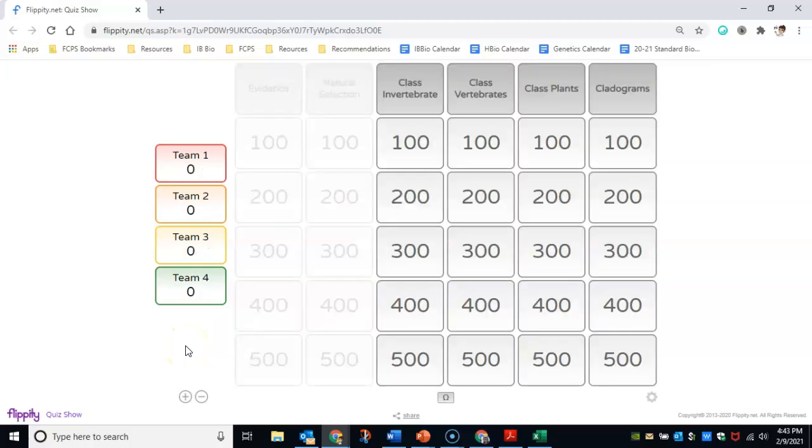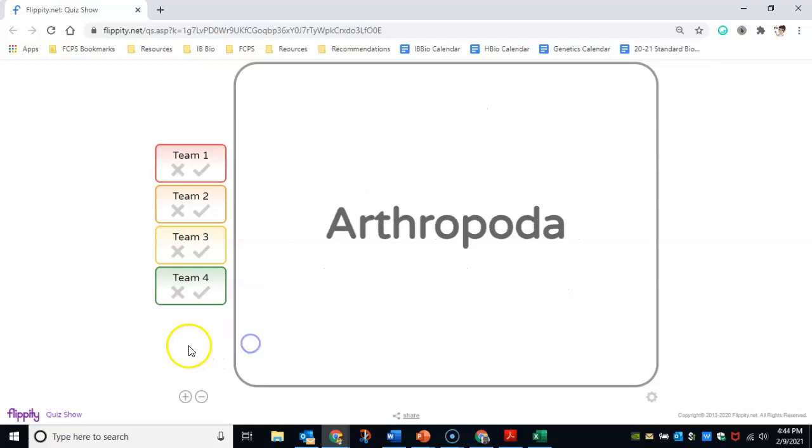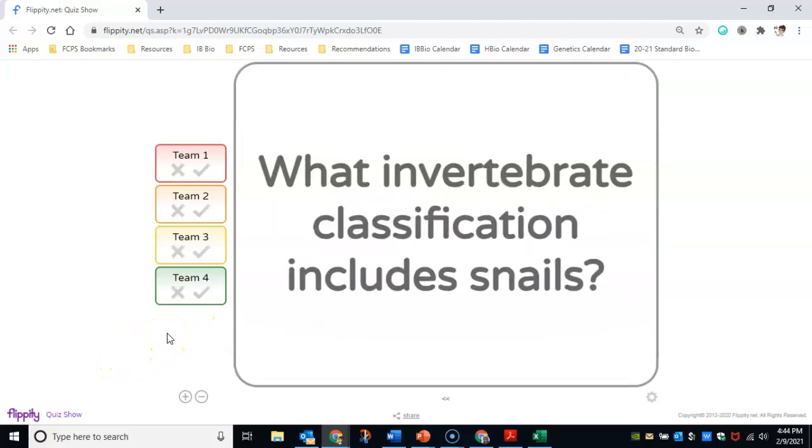All right, so we're going to get into our classification situation. We're starting off with invertebrates. Which invertebrate classification includes insects, spiders, and crustaceans? This should probably be your obvious one, or at least it is for me, spiders. Maybe it's because I'm afraid of spiders. I just know more about spiders. But arthropods is the phylum for those organisms.